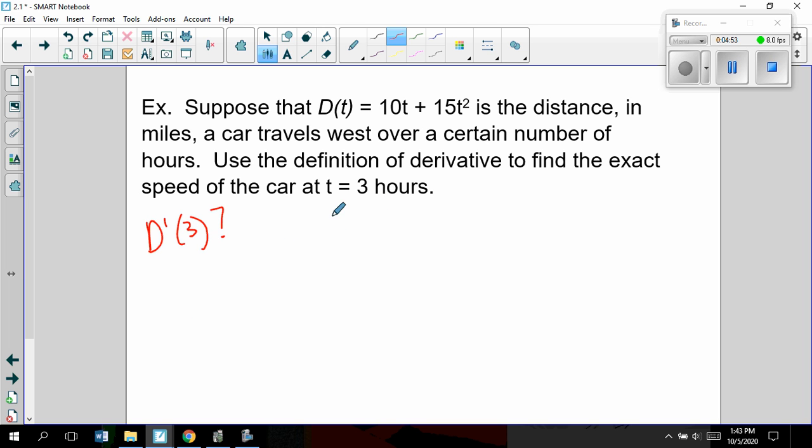Okay, so it wants us to use that formal definition of a derivative, so we have to go through this process again. So we have the limit of h going to 0 of, I'm going to write it out first.